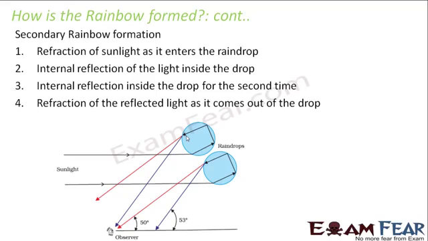It is just that in case of a secondary rainbow, the sunlight enters the drop in such a way that it strikes the boundary of the drop twice and bounces back. So internal reflection inside the drop takes place twice. So that is the only difference. So I hope you are able to understand when a rainbow is formed, why a rainbow is formed at that time, and how a rainbow is formed.